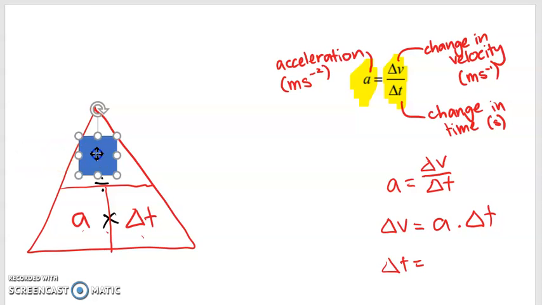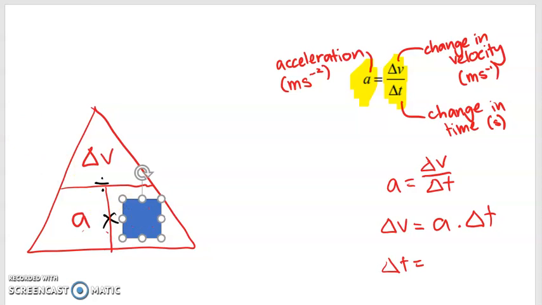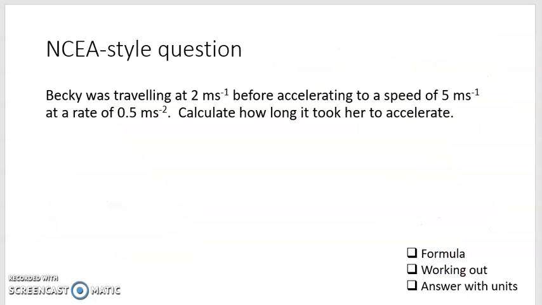If we were trying to work out change in time, we would cover that up and we're left with change in velocity divided by acceleration. So change in V over A. Now let's put this into practice. So here's a fairly straightforward question.